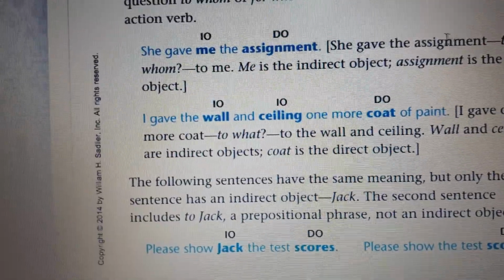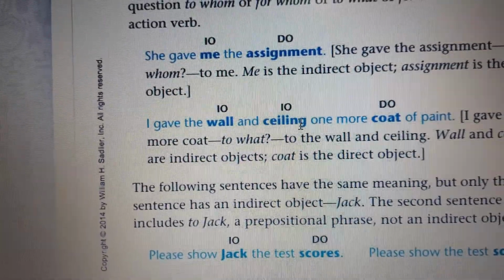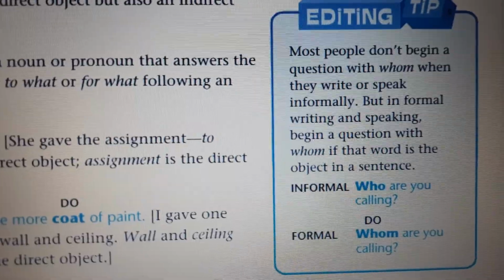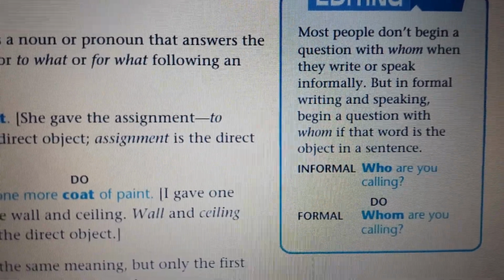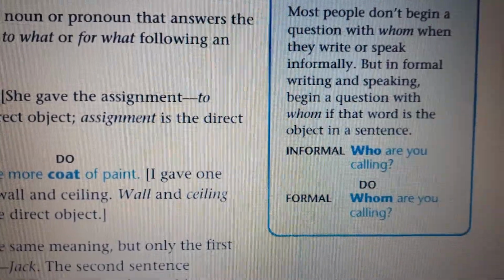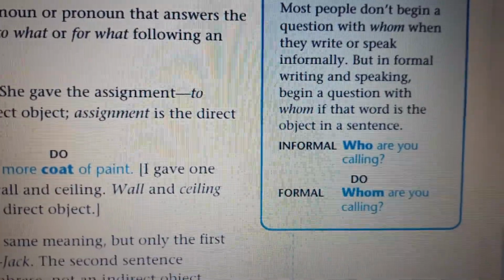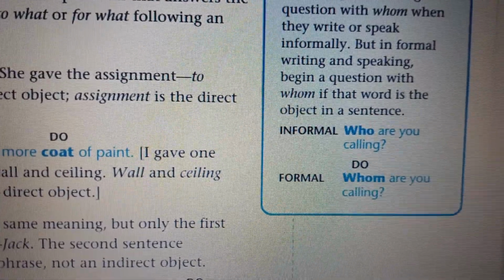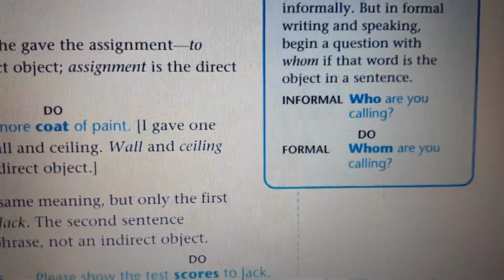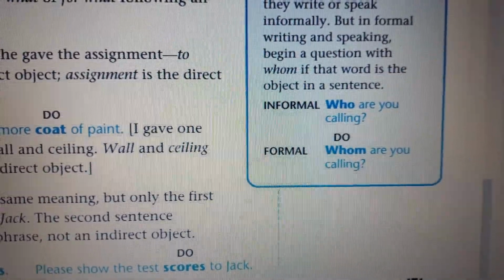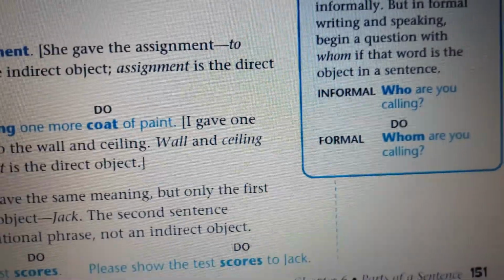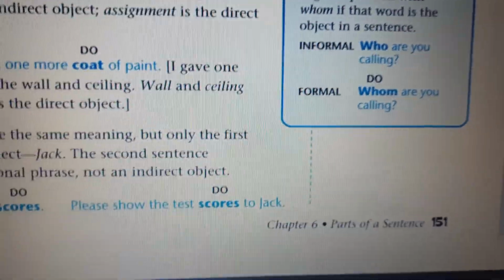And I want to tell you something here. Most people do not begin a question with whom when they write or speak informally. But in formal writing and speaking, begin a question with whom if the word is the object in a sentence. Here we have informal: who are you calling? Formal: whom are you calling? So when you ask whom are you calling, I'm calling him or I'm calling her.